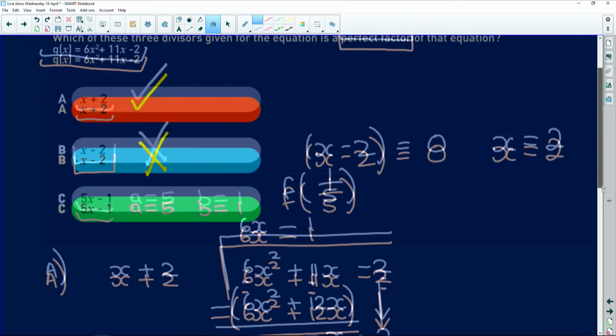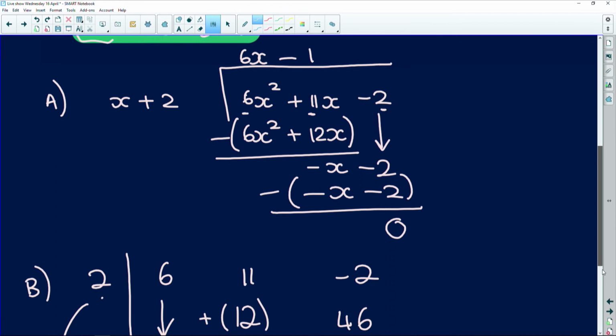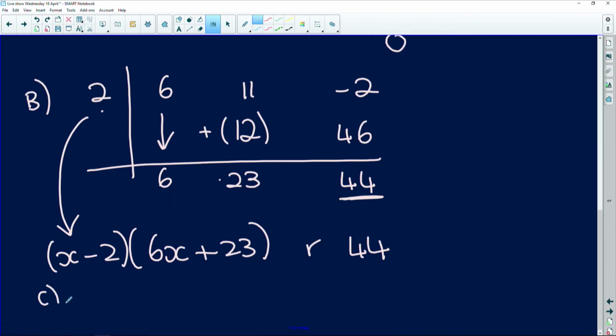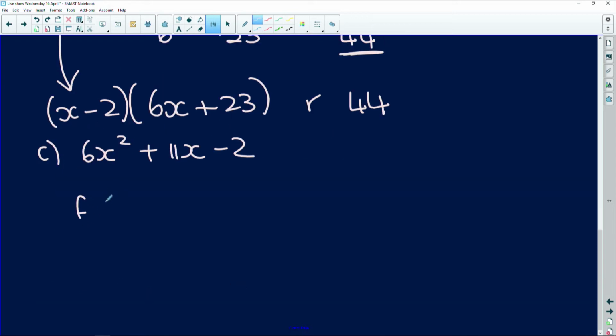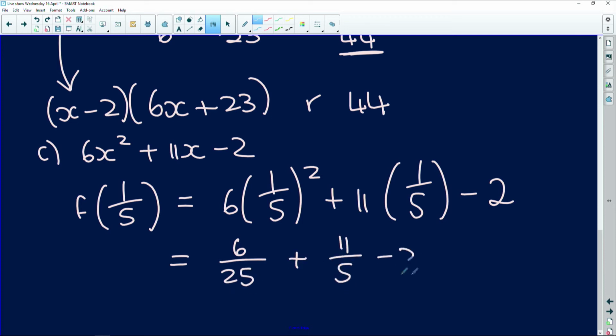Okay, so let me just scroll down. Let me double check. 6x squared plus 11x minus 2 is the polynomial that we're given in the first place. Okay, so we're trying to find f of 1 over 5. So if I substitute that in, I get 6 multiplied by 1 over 5 squared plus 11 multiplied by 1 over 5 minus 2. Okay, so that gives me 6 over 25 plus 11 over 5 minus 2.